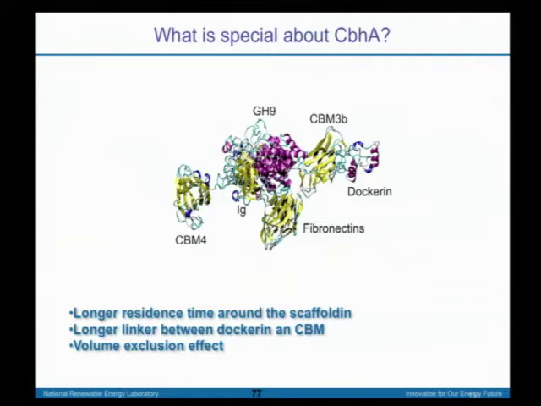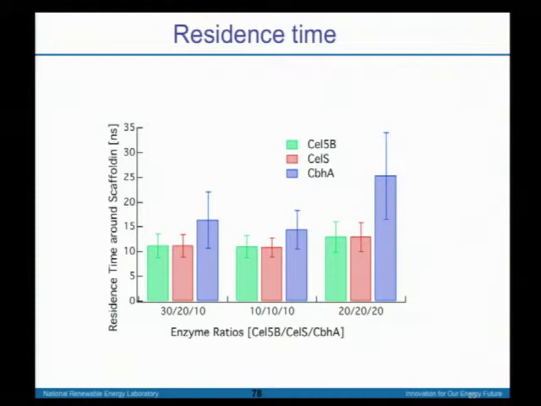All right, so I think I'm going to stop there. This is the last thing, just to show that we did in fact measure what the residence times were in the vicinity of the cellulosome, and clearly that big one always showed a longer residence time, giving it more time to find its spot on the cellulosome than the others.